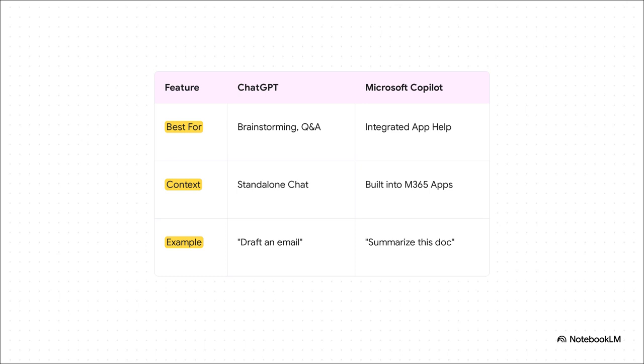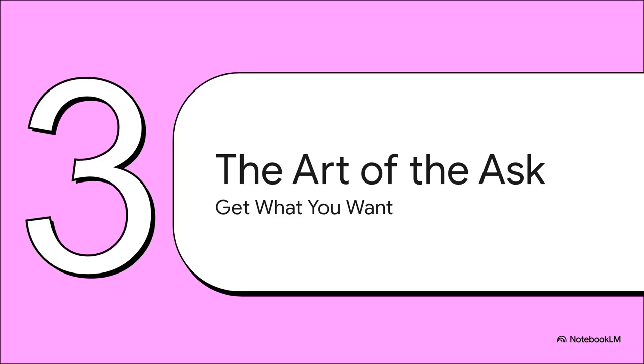So the bottom line is simple. Starting from scratch on something new, use ChatGPT. Need help with something you're already working on inside an app? That's a job for Copilot. Okay, so you've picked your tool. Now we get to what is, and I'm not exaggerating, the most important part of this whole thing. Getting great results from an AI, it isn't magic. It's all about knowing how to ask.